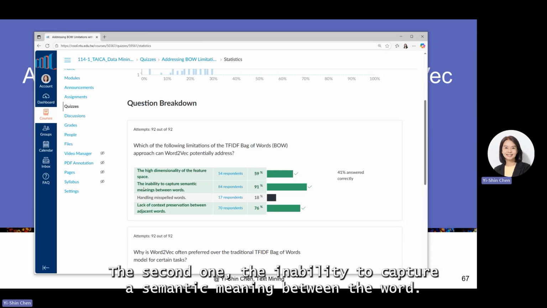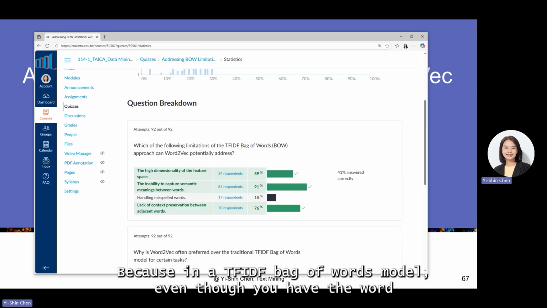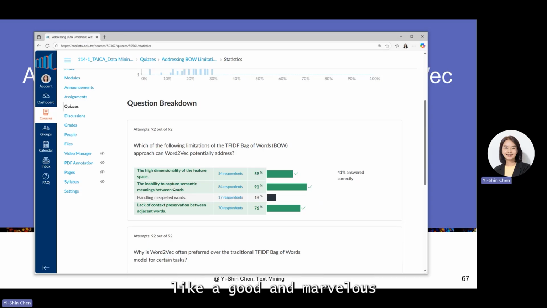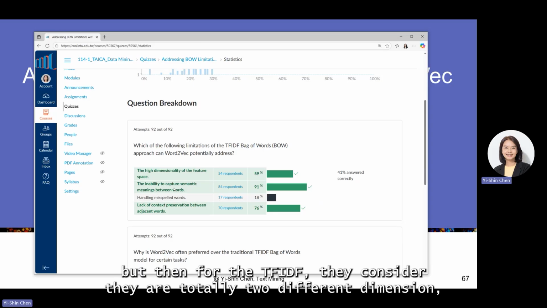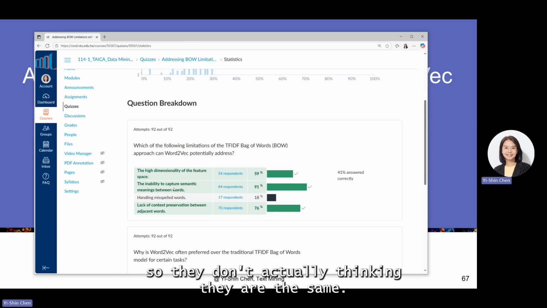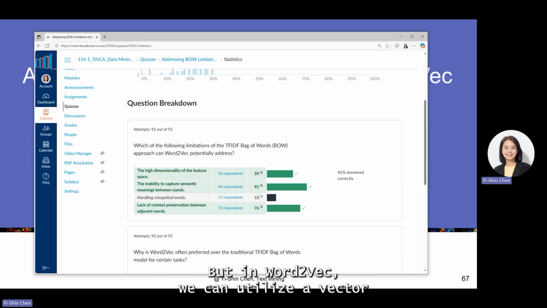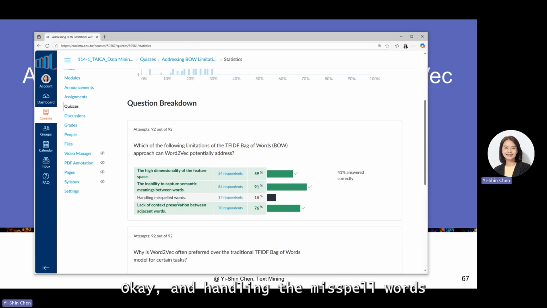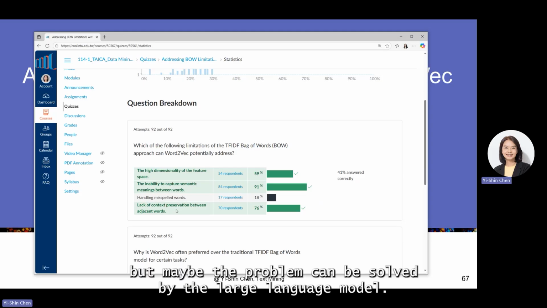The second one, the inability to capture the semantic meaning between words, because in the TF-IDF bag-of-words model, even though you have words like good and marvelous, TF-IDF considers them two totally different dimensions. They don't think they are the same. But in word2vec, we can utilize vectors to compare how similar they are. And for handling misspelled words, in word2vec we do not care about it, but maybe the problem can be solved by a large language model.